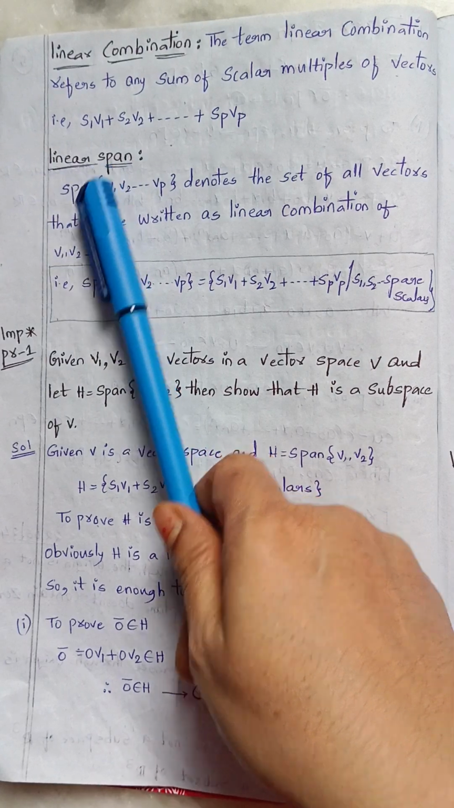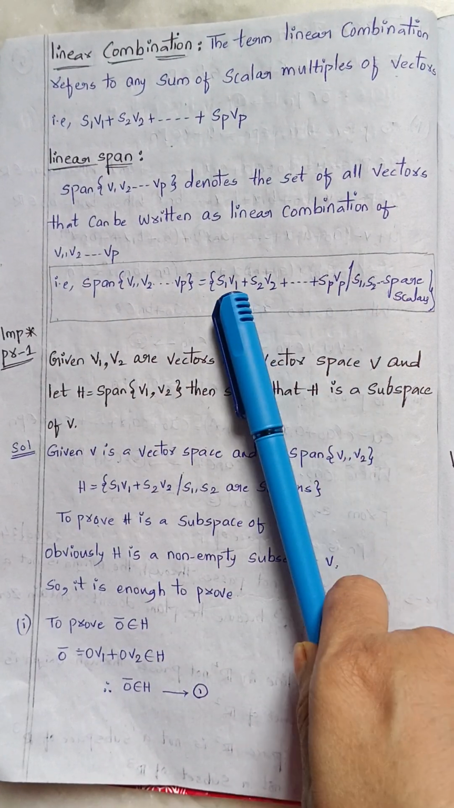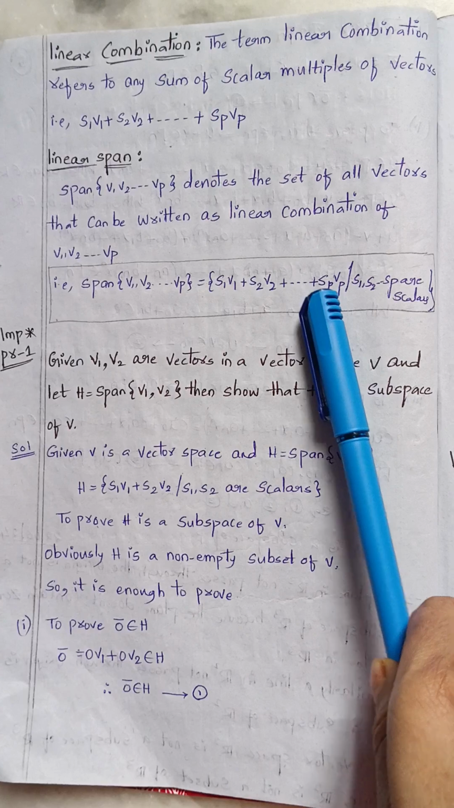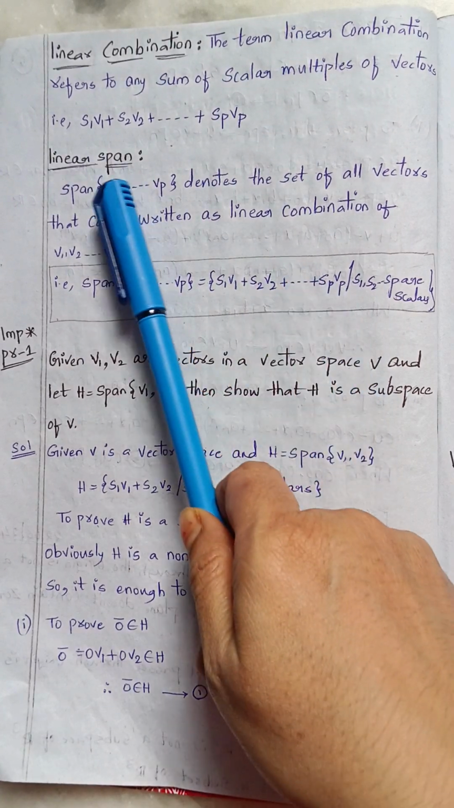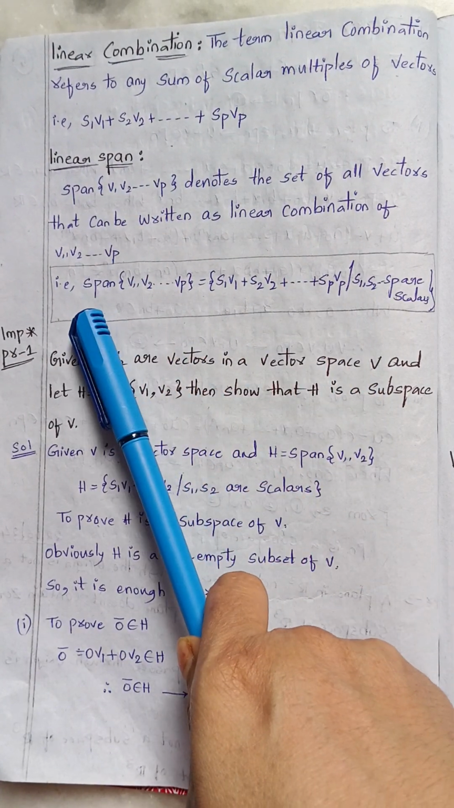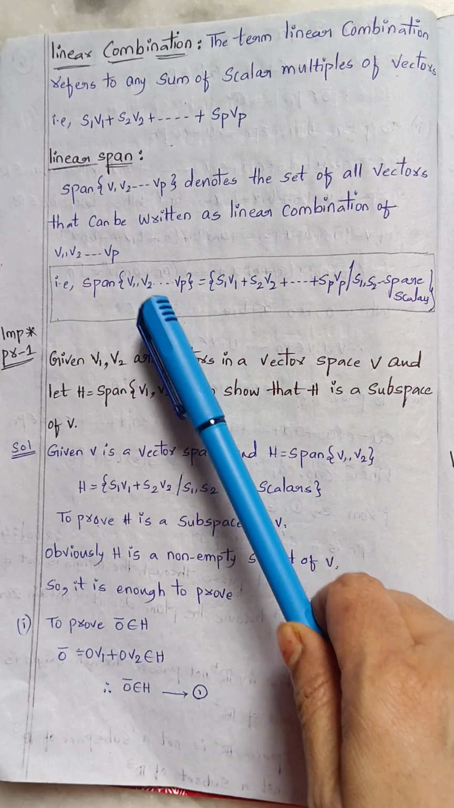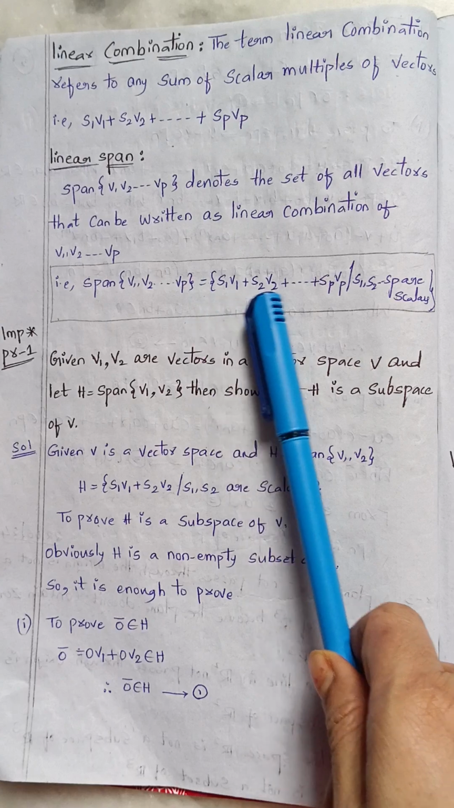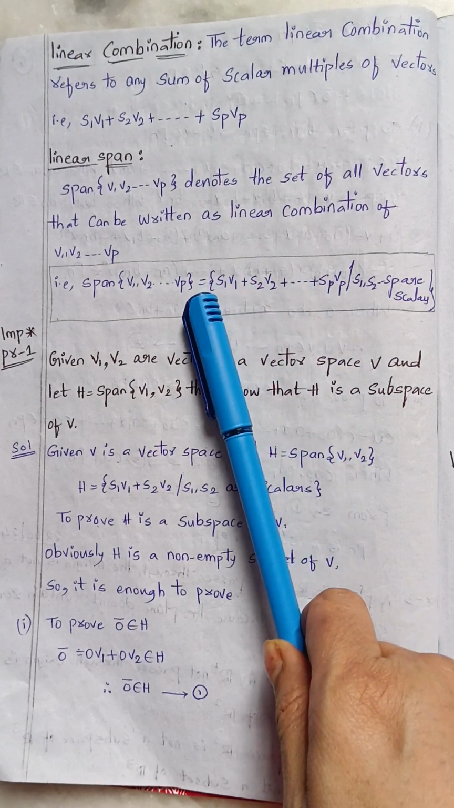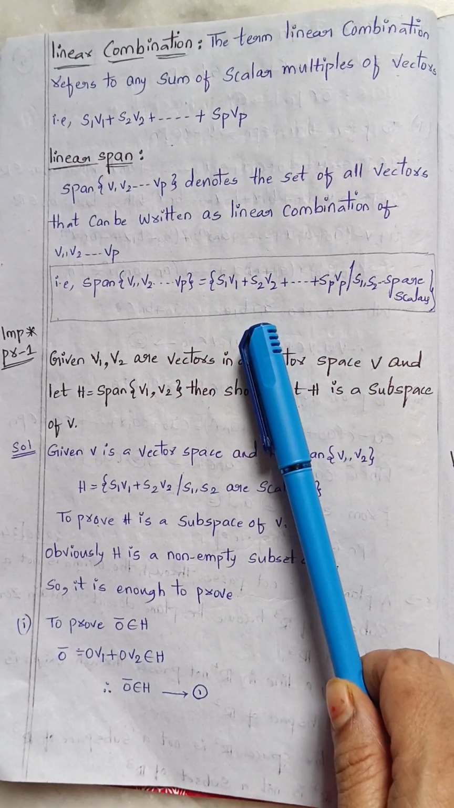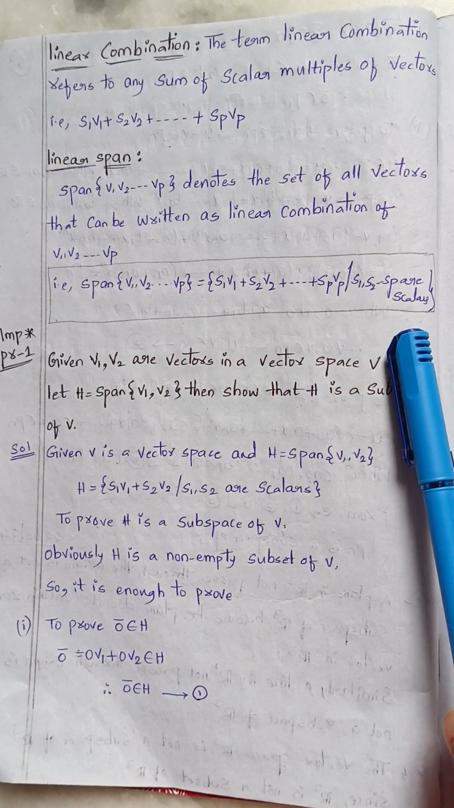Now, linear span means the set of all linear combinations. The set of all linear combinations of some vectors is nothing but the linear span. So when you are taking the span of V1 to Vp, we take the set of all linear combinations S1 V1 plus S2 V2 and so on up to Sp Vp, where S1, S2 and so on up to Sp are scalars.